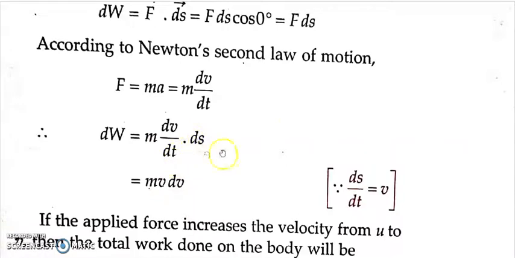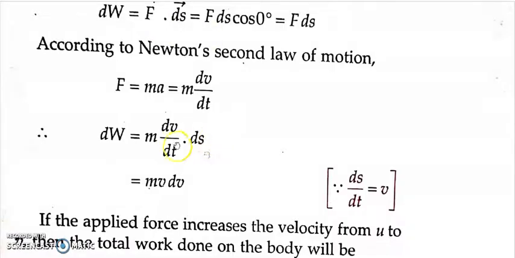ds by dt means velocity. You understand, right? ds by dt means velocity. So here we have put v. Once we put v, we get m v dv. So dW means m v dv. This is the small work done.